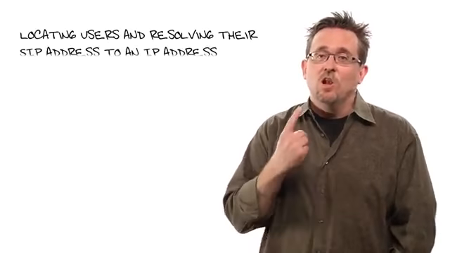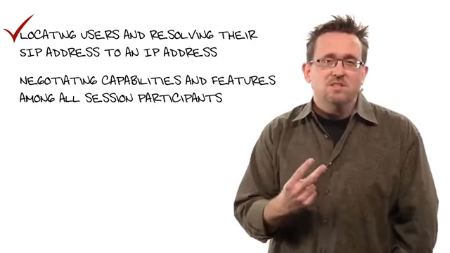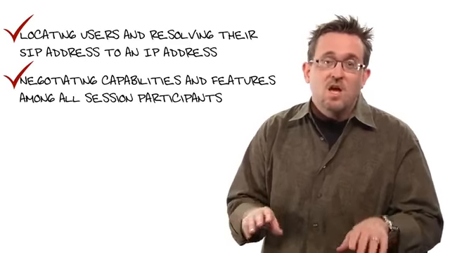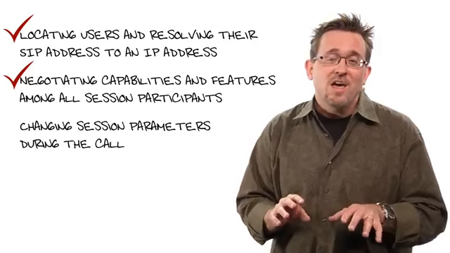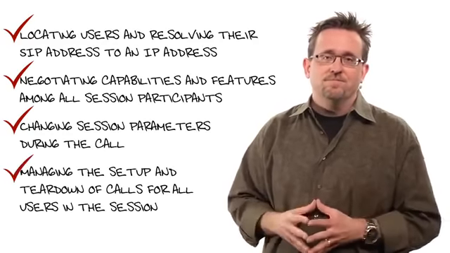SIP was born as the IETF awarded it RFC 2543 in 1999. Now, updates continued in the IETF until 2001. RFC 3261 signaled that the fundamentals of SIP were now in place and it was ready to be released. RFC 3261 broke SIP down to accomplishing 4 basic tasks: locating users and resolving their SIP address to an IP address, negotiating capabilities and features among all the session participants, changing session parameters during the call, and finally, managing the setup and teardown of all calls for all users in the session.